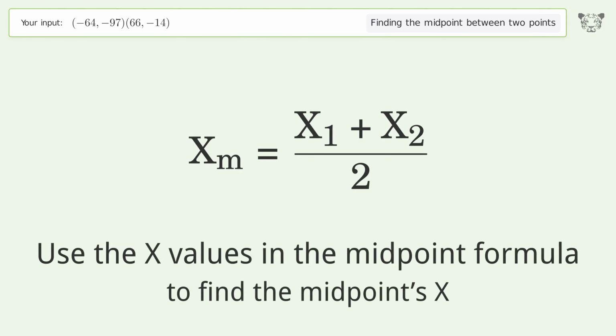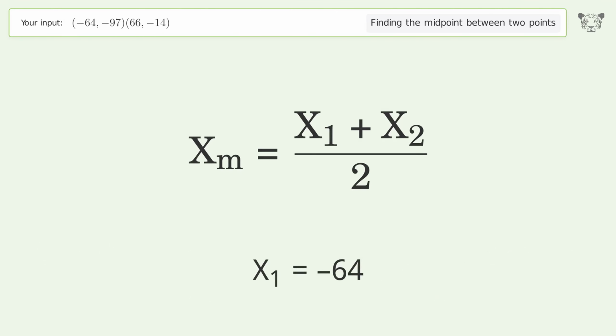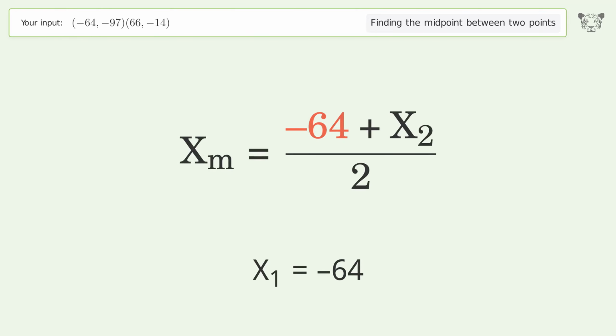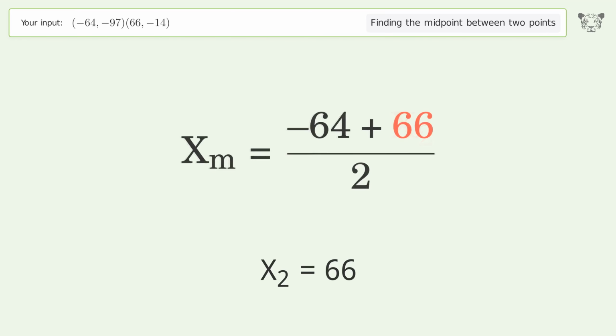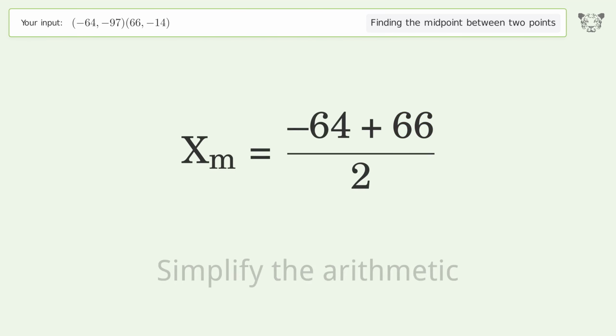Use the x values in the midpoint formula to find the midpoints x. x1 equals -64. x2 equals 66. Simplify the arithmetic.